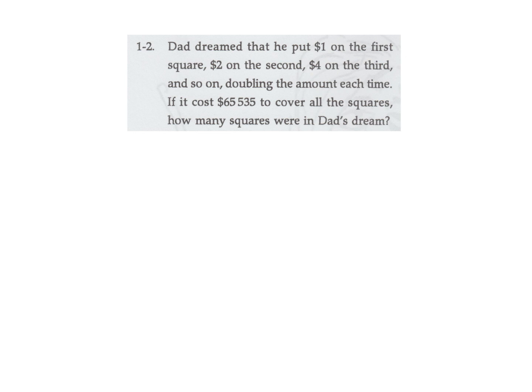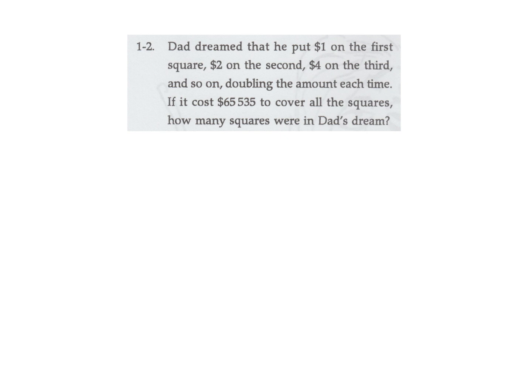Dad dreamed that he put $1 on the first square, $2 on the second, $4 on the third, and so on, doubling the amount each time. It cost $65,535 to cover all of the squares. How many squares were in Dad's dream?